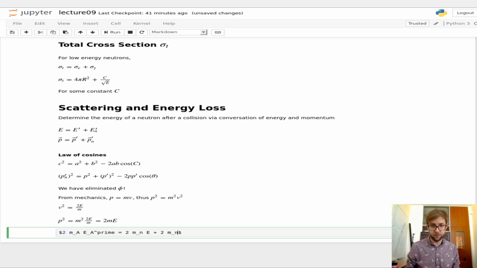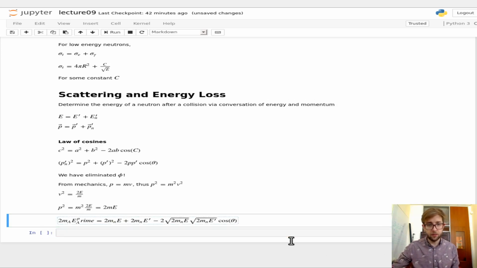times the mass of the neutron times the energy of the exiting neutron, E prime, minus 2 times the square root of this expression times the square root, right, because that's momentum squared, and now we need momentum. Times cosine of theta. Okay.